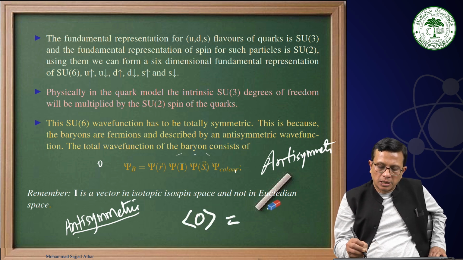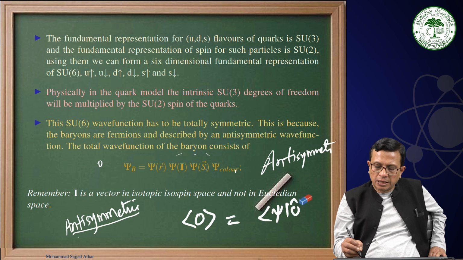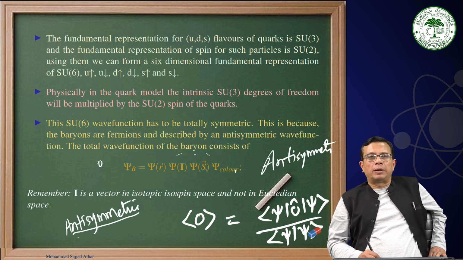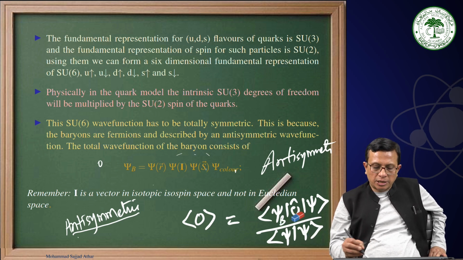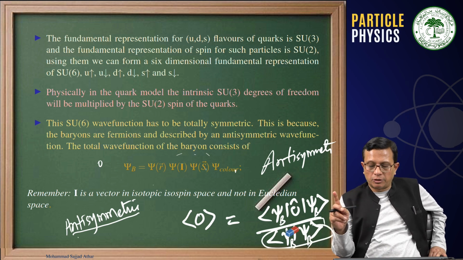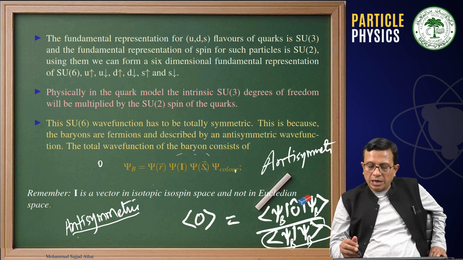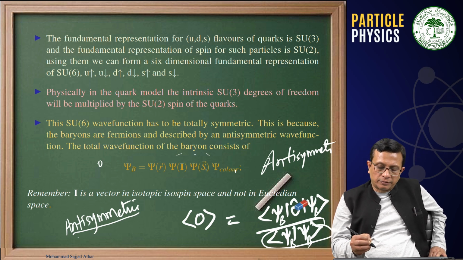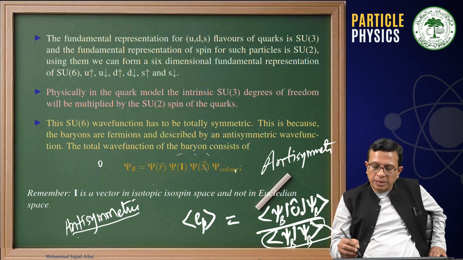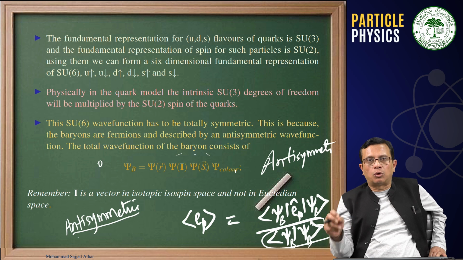any observable is defined as the expectation value of the operator, and the denominator is to take care of the normalization. Therefore, here I should write <psi_B|psi_B>. This should be 1. Our wave function should be properly normalized. And then here, when we are talking about the charge of the particle, say the charge of the proton, then this will be the charge operator which will operate on the different quark states.